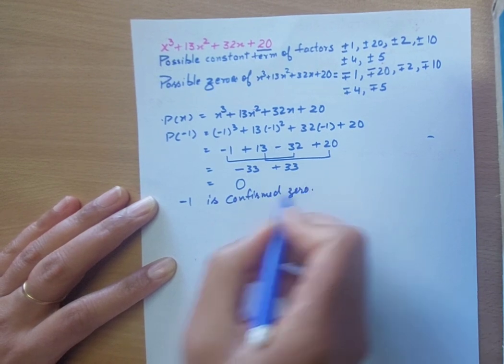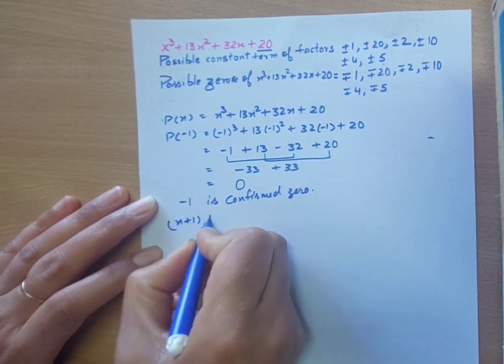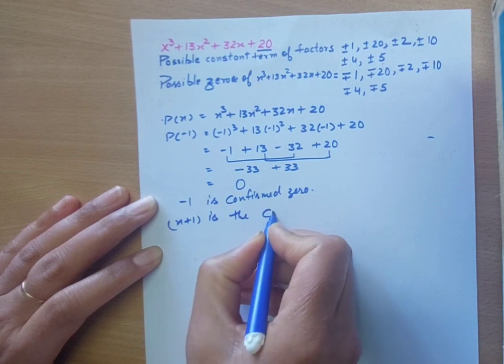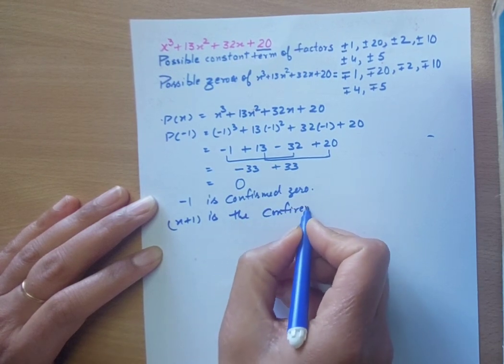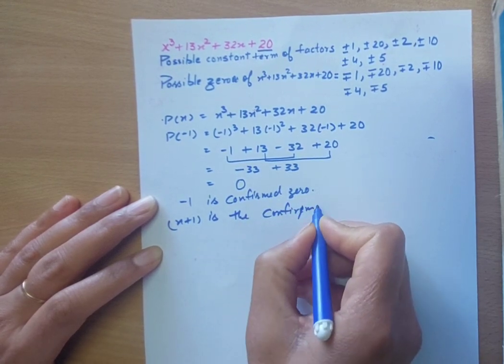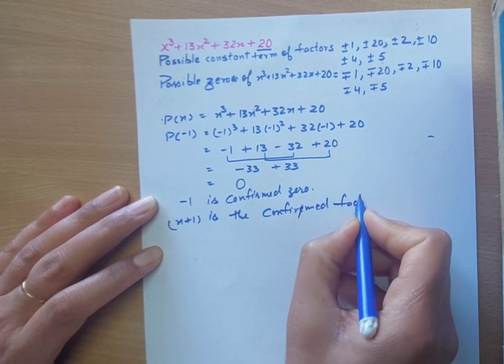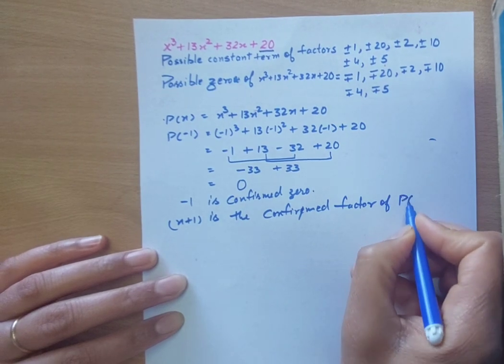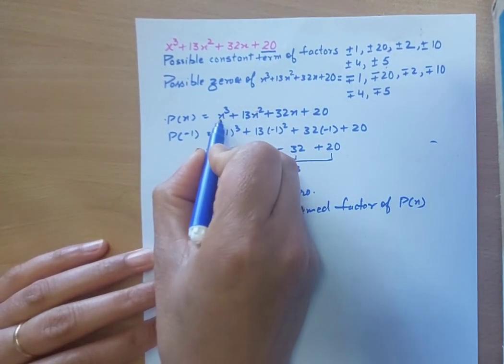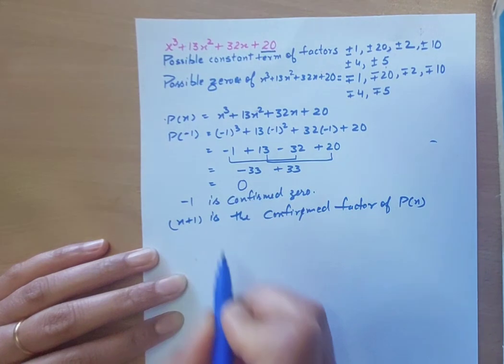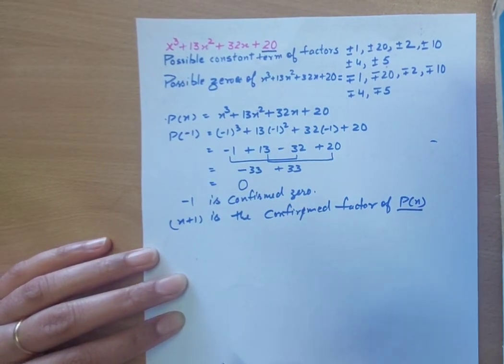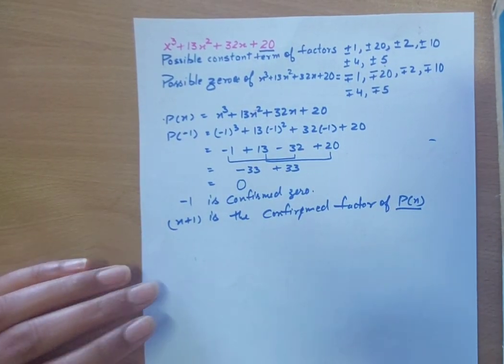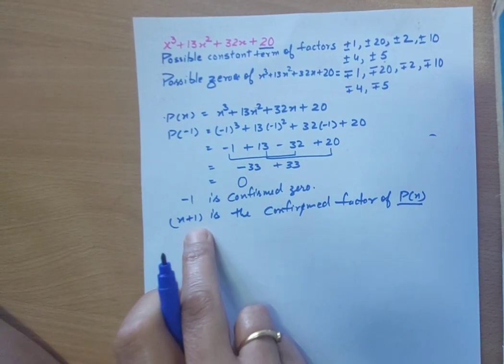And what does that conclude? That concludes that x plus 1 is the confirmed factor of p(x). Why did I name it p(x)? Because I don't want to write this full expression time and again. So I gave it a short name, a polynomial in variable x. Okay, so this is the confirmed 0.